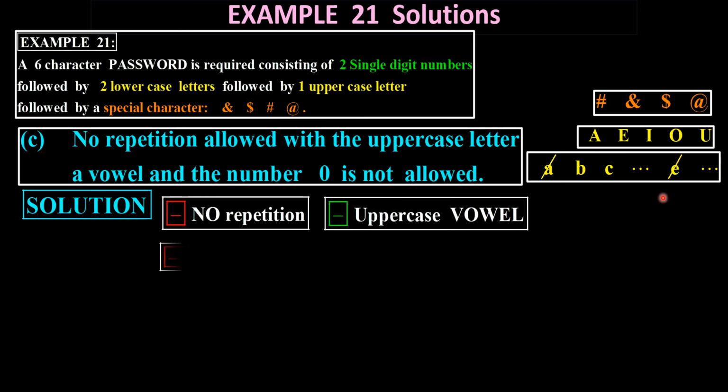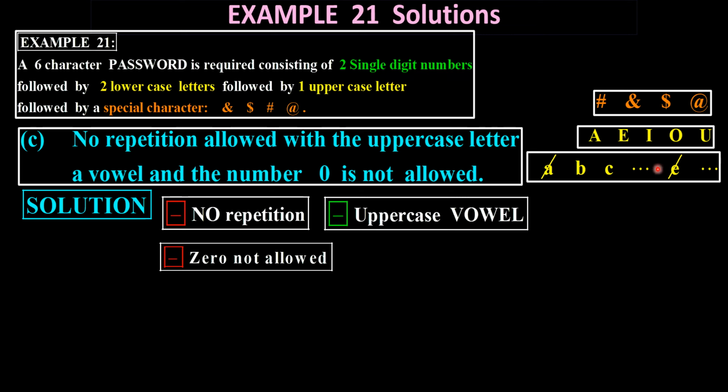So they can't use an A, can't use an E in lowercase, or an I, or an O, or a U. There's another restriction. They say the number 0 is not allowed. Maybe a reason: 0 and the letter O look very much the same, right? So it's sometimes better not to use both. You can easily make a mistake. Is it a 0 or is it an O? So they say 0 is not allowed.